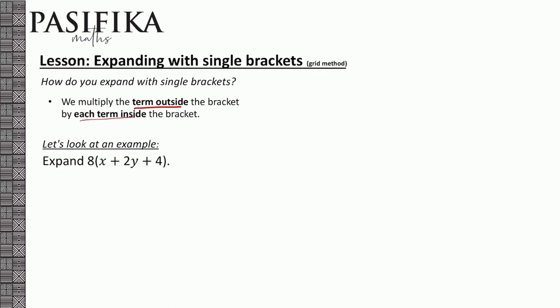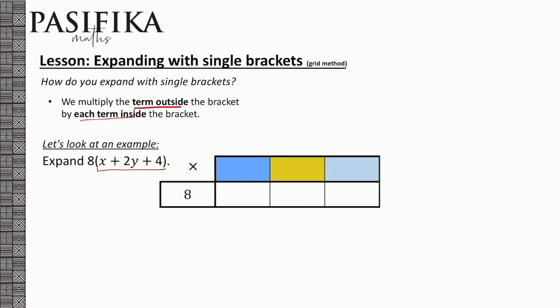What you will notice is in this case, we've got 3 terms inside the bracket. So, let's look at expanding 8(x + 2y + 4). So this is where we put the term outside the bracket, and on top we'll put all the terms inside the bracket. Now, we need to multiply the term outside the bracket with the first term.